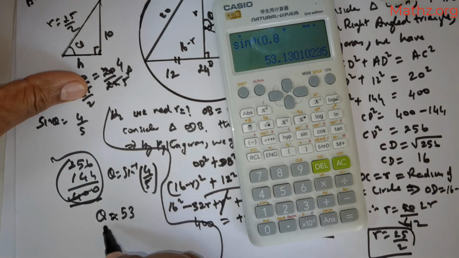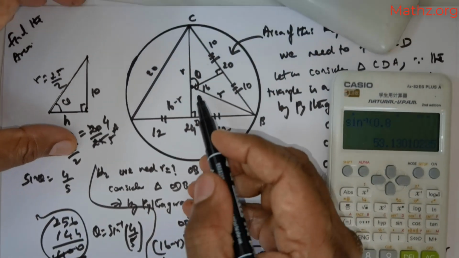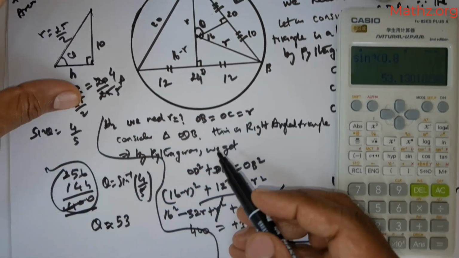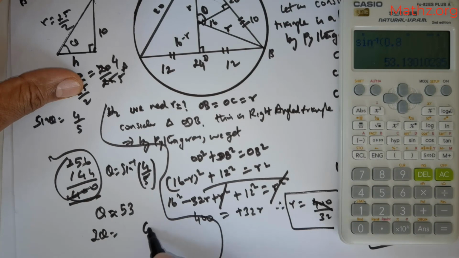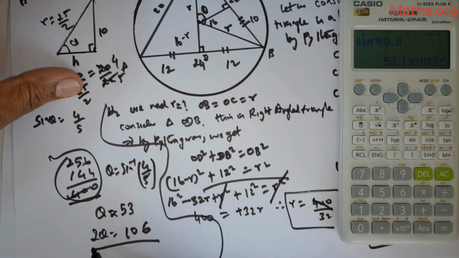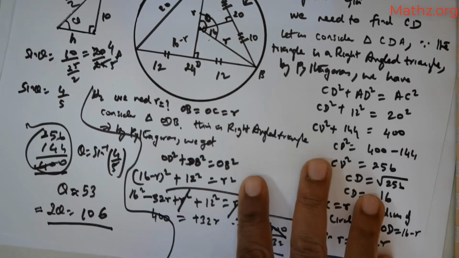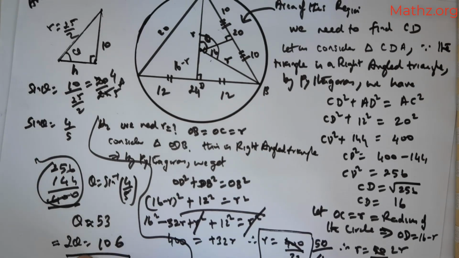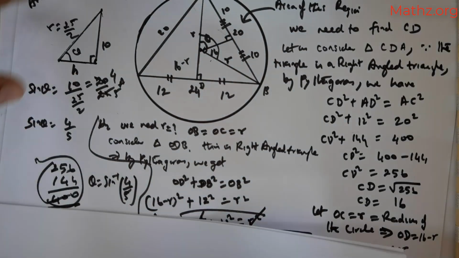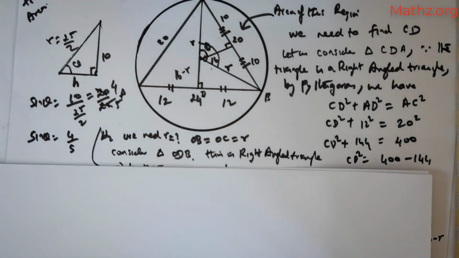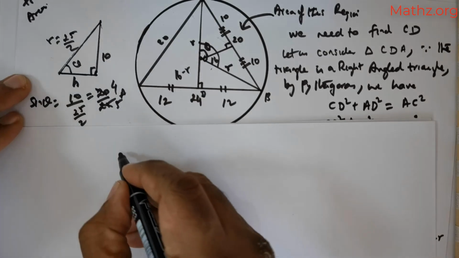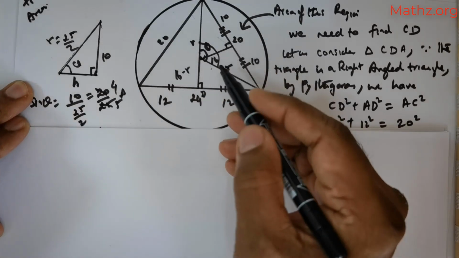So 2 times theta, since this is 1 theta here, is going to be 106. This is the angle for the sector. Now that we have got the sector angle to be 106, it's time for us to find the value of h. I'll be using the same triangle. From here, h, the height of the triangle, can be calculated.